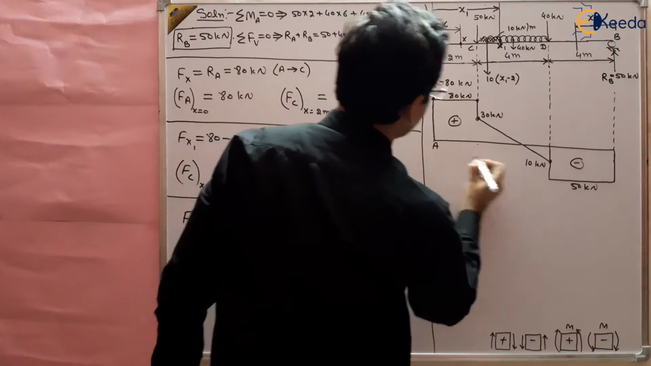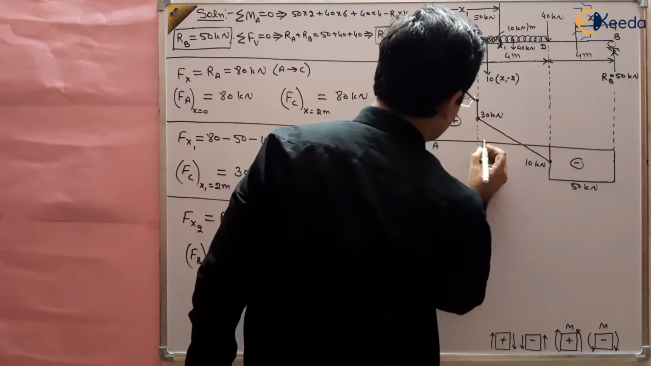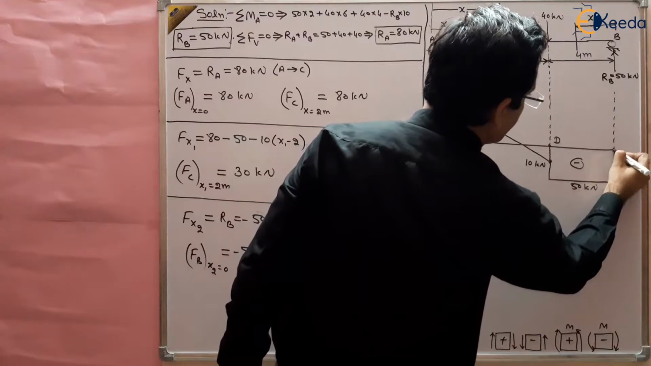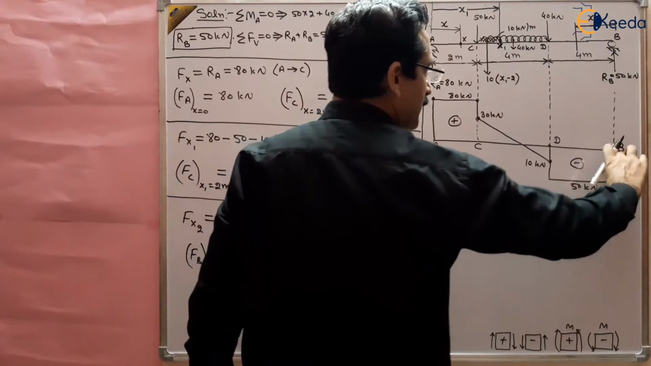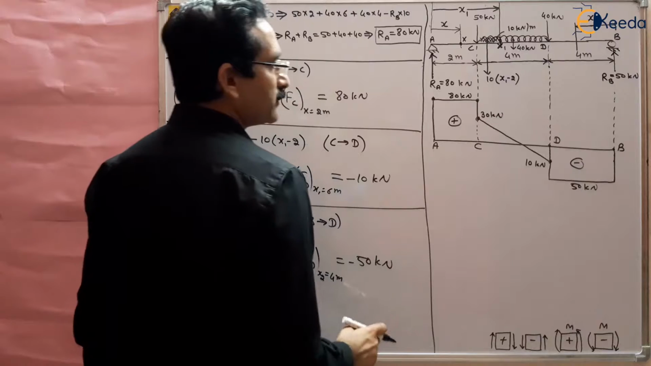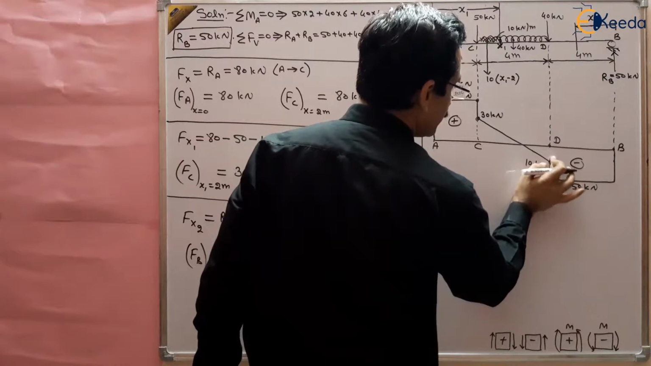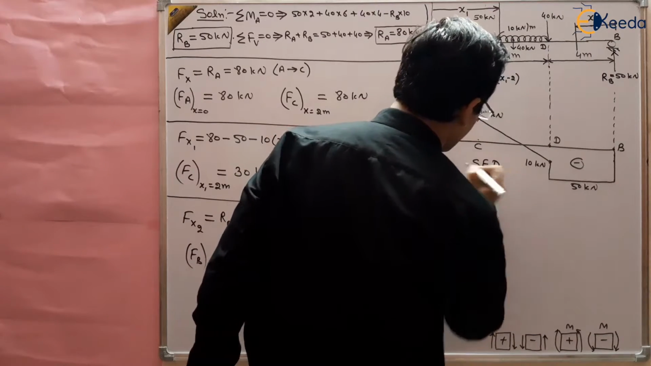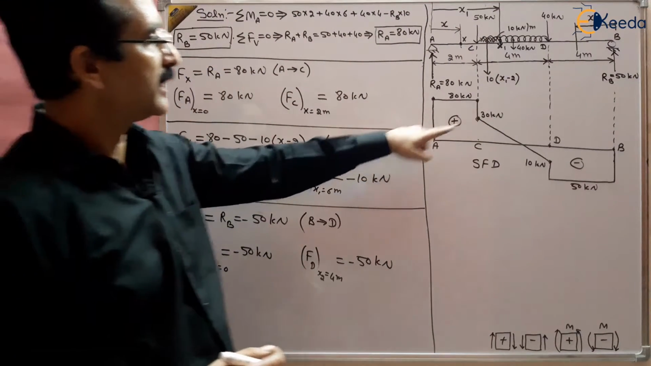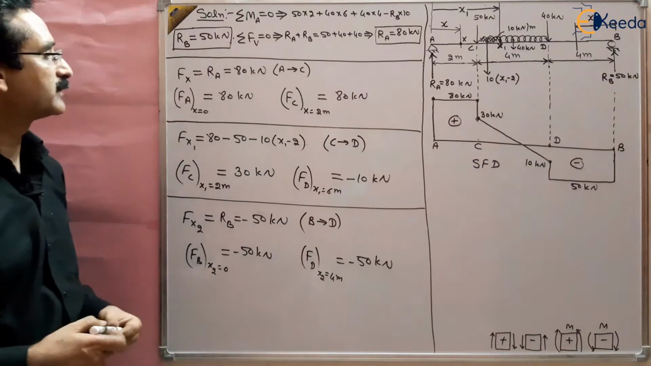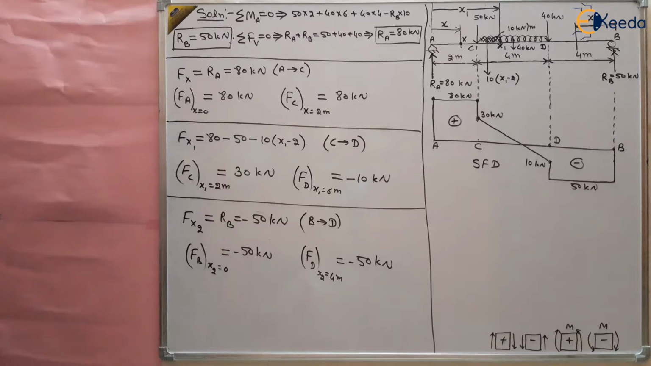So this is A, here somewhere C, and this is D, and this is B, right? So this part is 50 kilonewton, this is 80 kilonewton, and then 30 and 10, right? So this is the shear force diagram for this beam, right? So at the peak points A and B, the values are 80 kilonewton and minus 50 kilonewton. So this is the shear force diagram for this question.